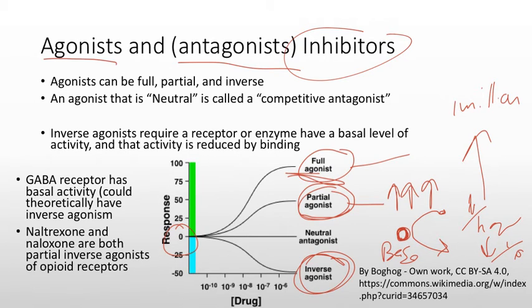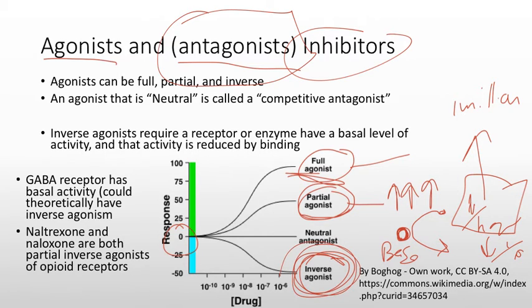And then you have neutral agonists, which maintain the status quo. Now, neutral agonists are the same thing as inhibitors. A neutral agonist is just another name for an antagonist. An inverse agonist is not the same thing as an antagonist. An inverse agonist is an antagonist that is also acting on something that has a basal activity.